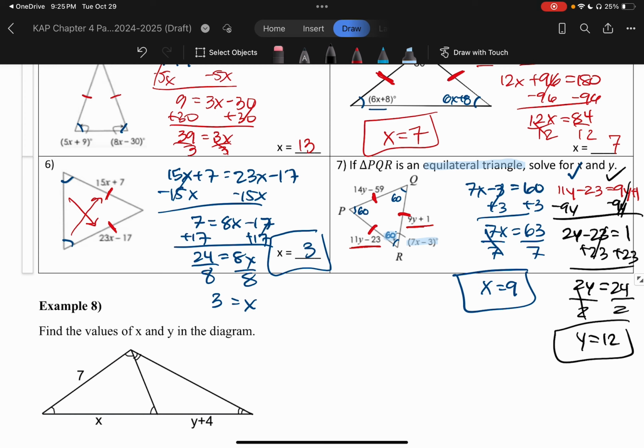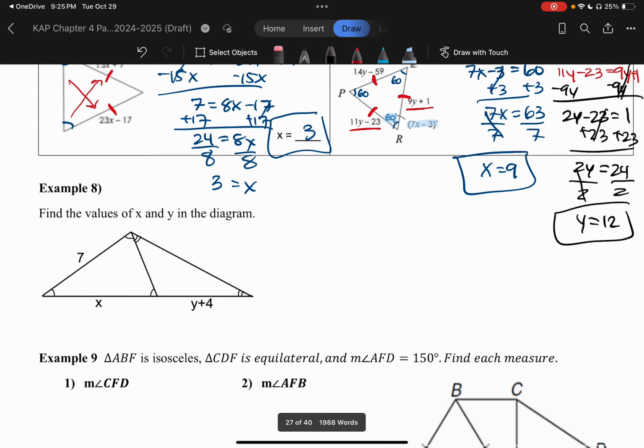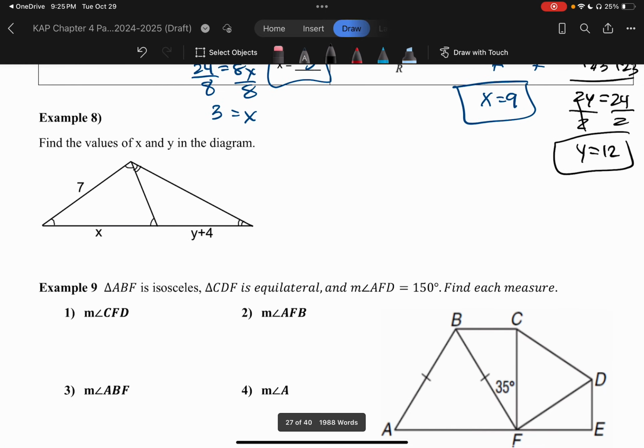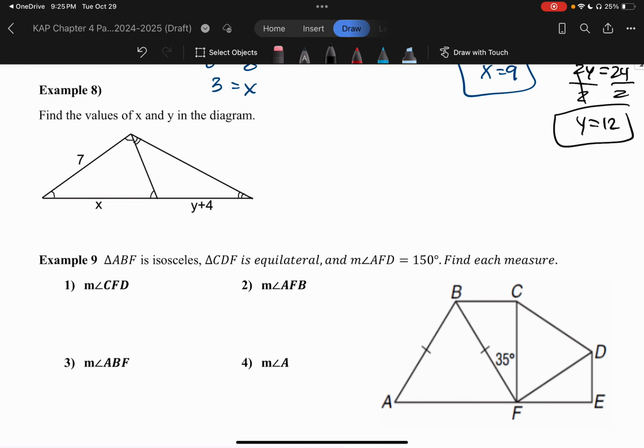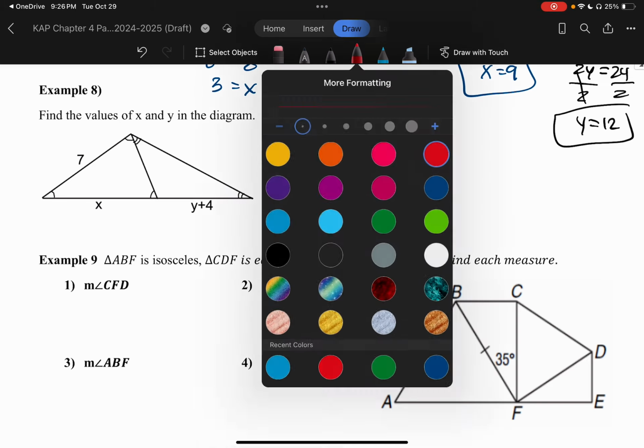Okay, so those are the easier questions that we're looking at, but that serves as our foundation for isosceles and equilateral triangles. What we'll look at here is some slightly more challenging problems. So if I look at example 8, it says find the values of x and y in the diagram. Nothing is really stated. It doesn't tell you it's isosceles, it doesn't tell you it's equilateral. It's your job to figure out what is going on here.